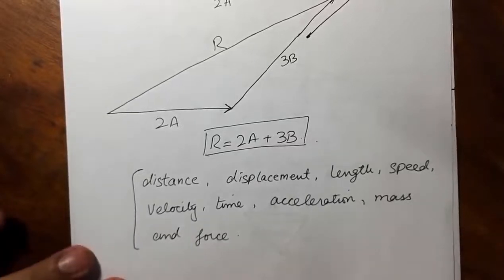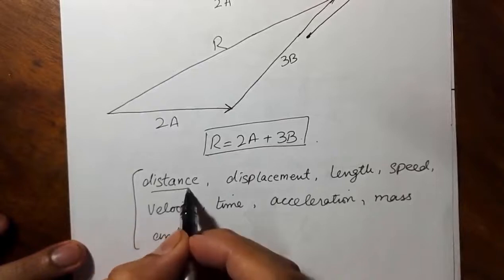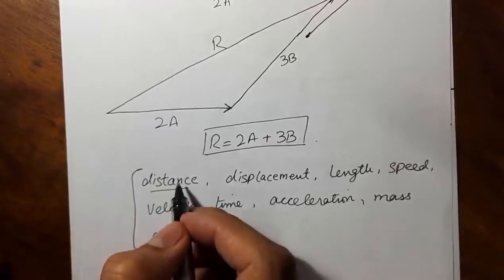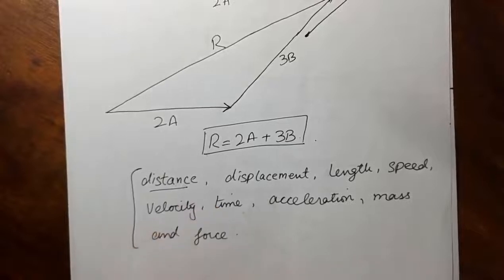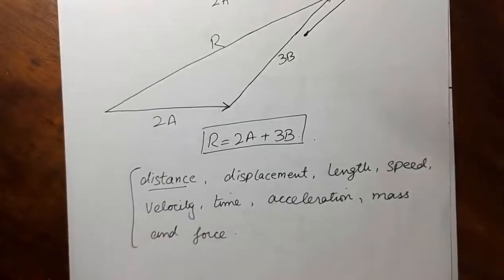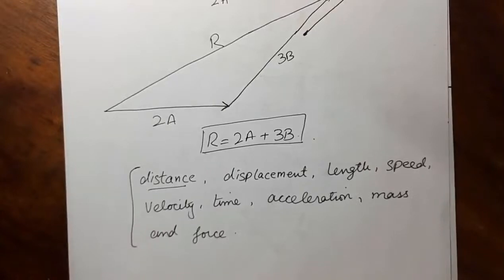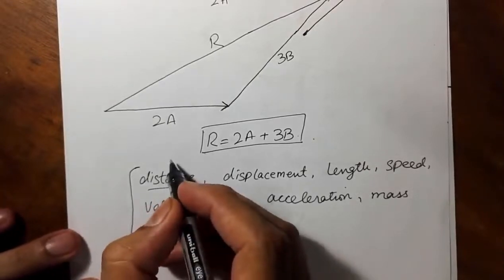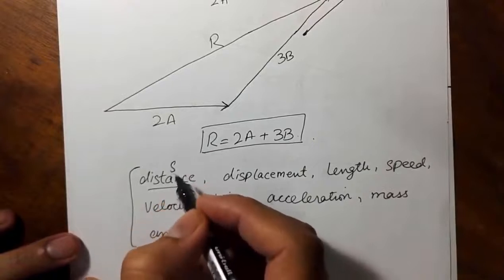So first of all, distance. We can measure the magnitude of distance, but we cannot determine the direction of the distance. Distance is any length, 1 meter, 10 meter, 15 meter. So distance is a scalar quantity. I'll write S for the scalar.